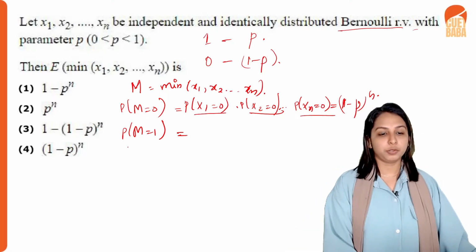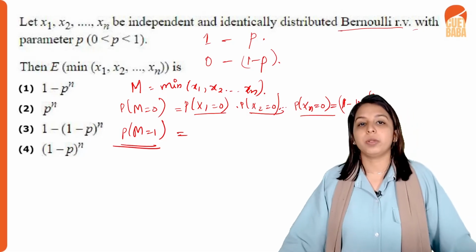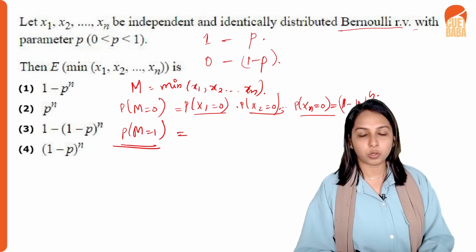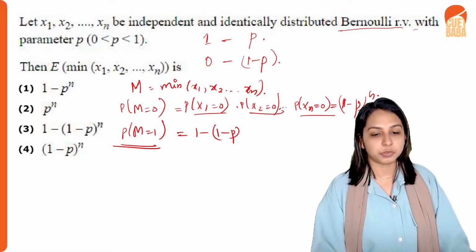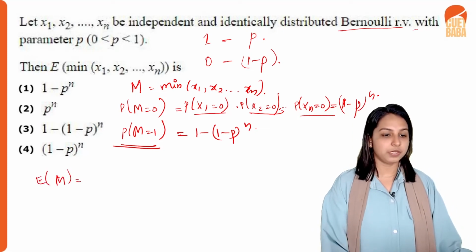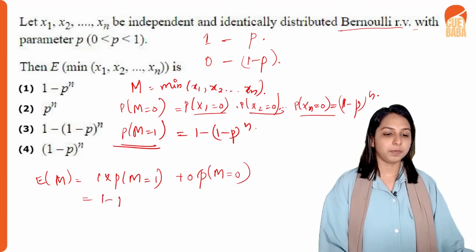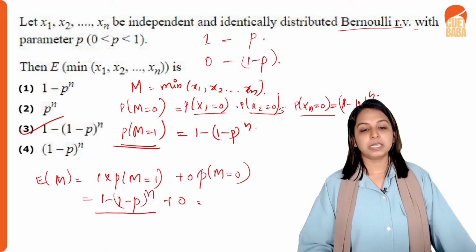Now probability of m equal to 1. Here it becomes 1 only when all of the xi take 1. So we cannot substitute it simply like this, that is probability of x1 equal to 1, x2 equal to 1. We cannot say that. Simply we can subtract from 1 the value 1 minus p raised to n. This will be the probability of m equal to 1. Now we have to find out the expectation of m, which is equal to 1 into probability of m equal to 1 plus 0 into probability of m equal to 0. This will be equal to 1 minus p raised to n plus 0, which will be equal to 1 minus p raised to n. That is, the third option is the right answer for the given question.